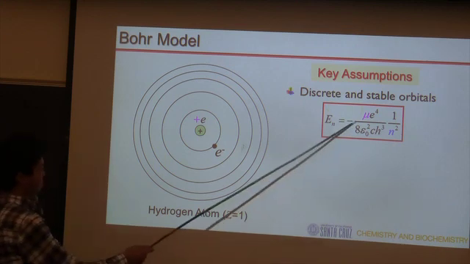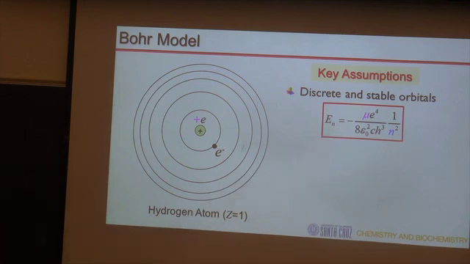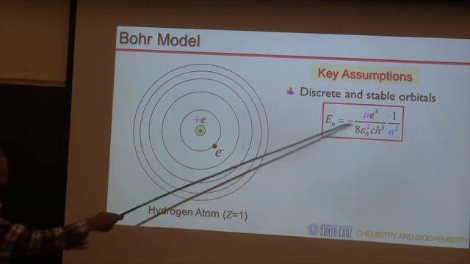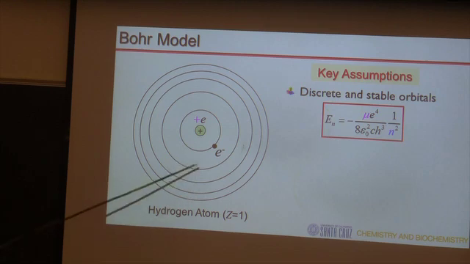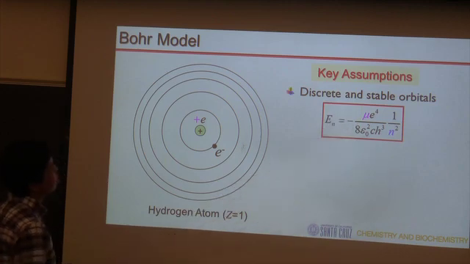And the first thing I want you to pay attention to is the negative sign. The energy is actually negative. I mean the absolute energy of the orbital. So negative energy means stable, right? If you have a positive energy, you're energetic. It's not stable.